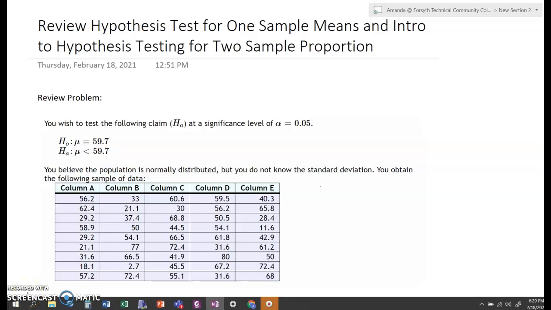Okay, everyone, take two. Review of hypothesis test for one sample means, and an intro to hypothesis testing for two sample proportions.